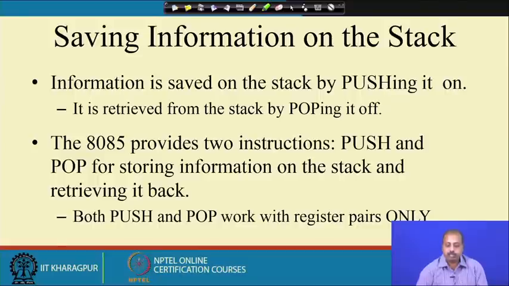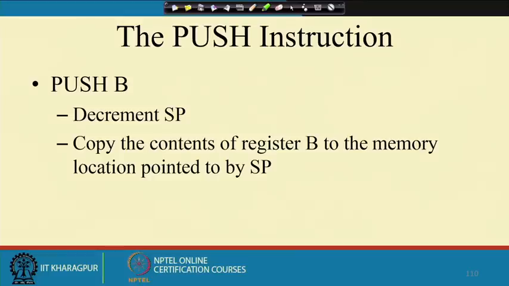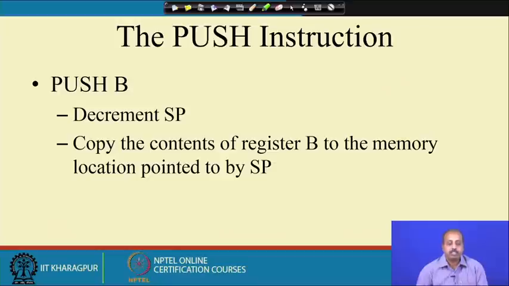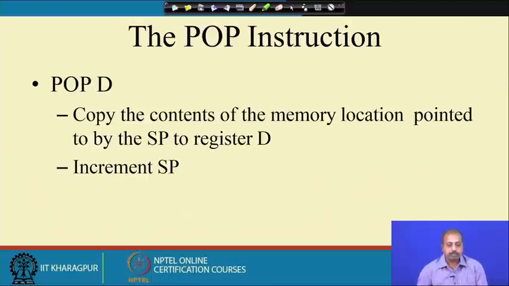They work with register pairs only. You cannot push or pop a single register; you cannot say push only the B register. You have to push the BC pair, the DE pair, the HL pair, and for the accumulator, the accumulator and status register pair. So how is this PUSH B instruction executed? First the stack pointer will be decremented, and the content of the register B will be put into the memory location pointed to by SP.